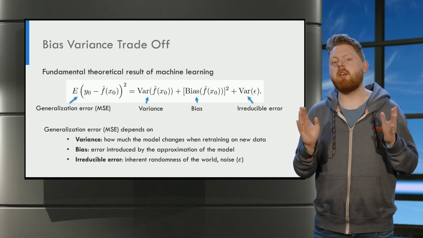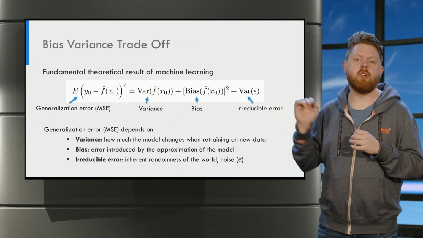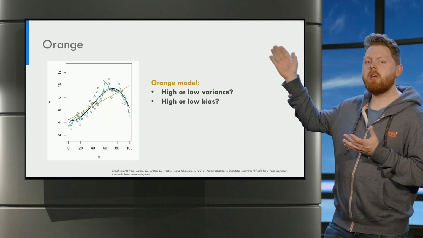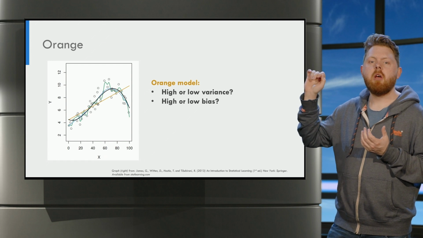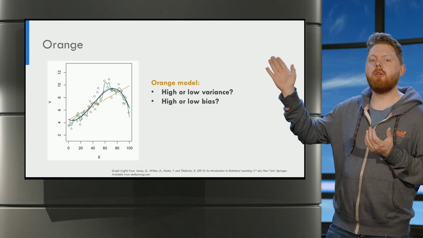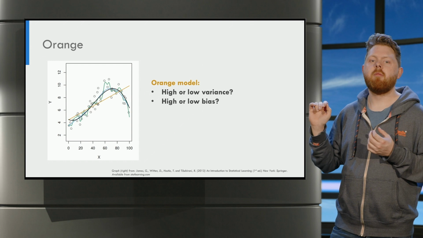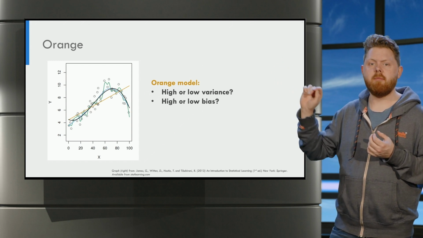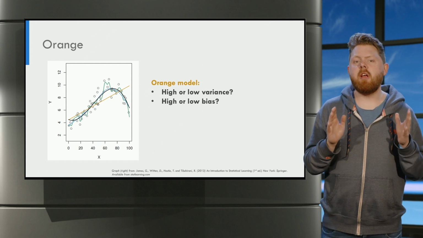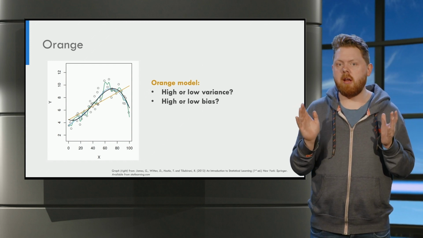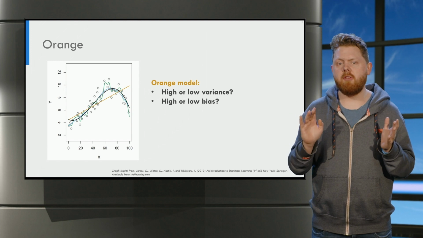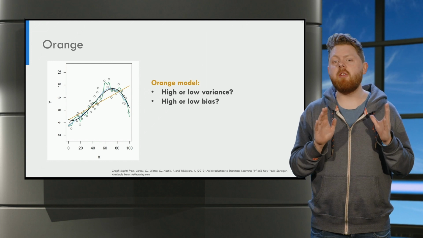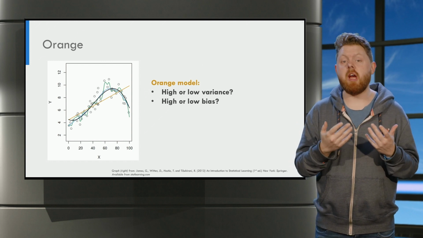Okay, let's look at some examples to illustrate this equation. We're going to discuss the following regression functions on the left. Let us start with the orange model that is a straight line. Note that the true pattern is given by the black line. Now the question is, does this model, the orange line, have a low or high variance, and does it have a low or high bias? For this example, let us discuss the answers together.